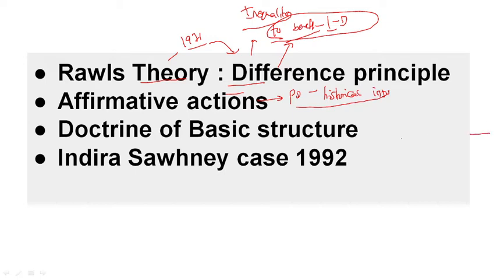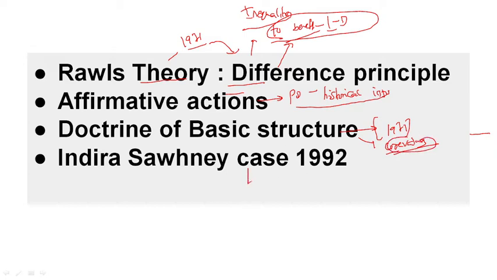Further, the next important concept which is helpful to understand this judgment is the doctrine of basic structure, evolved in the famous Kesavananda Bharati case, in which in 1973 the Supreme Court put forward that the core values of the Indian Constitution are not subject to change. You cannot abrogate them even by a constitutional amendment.